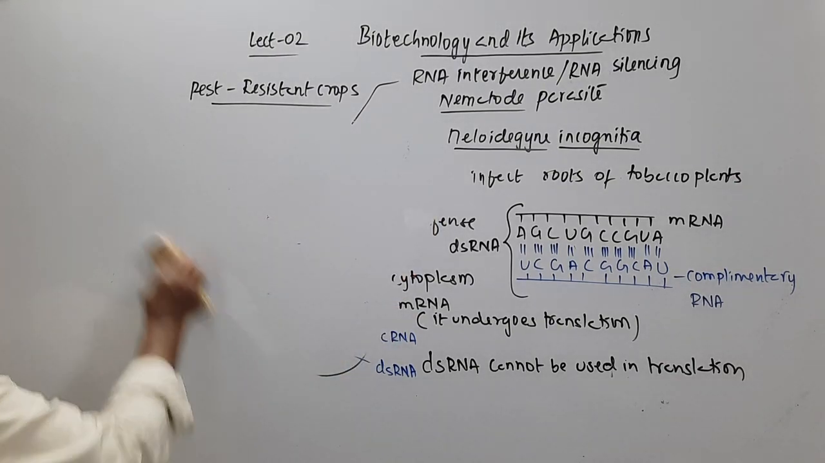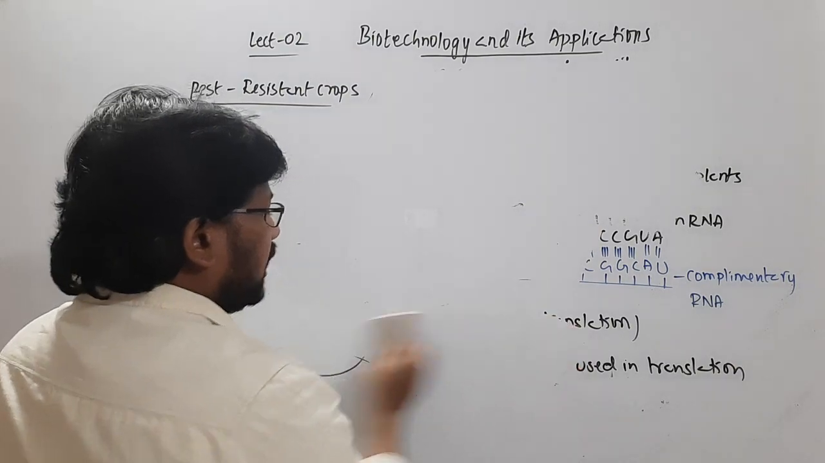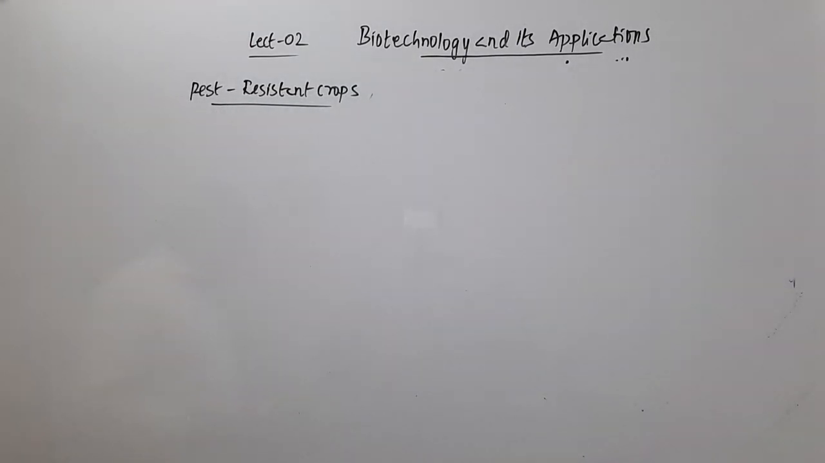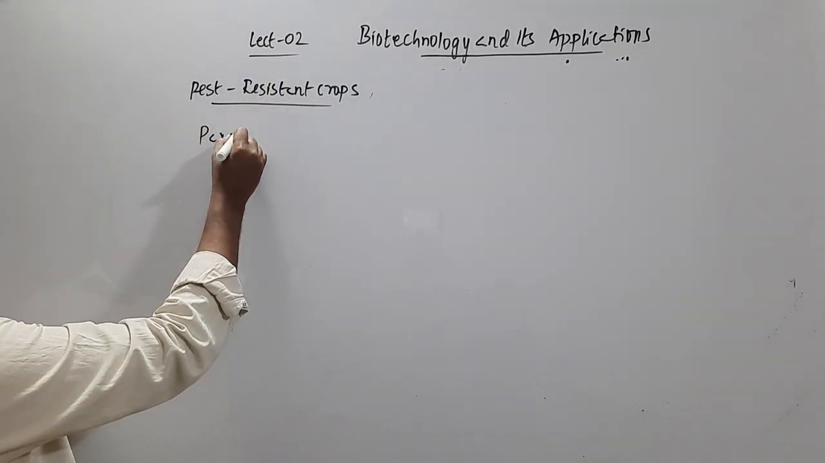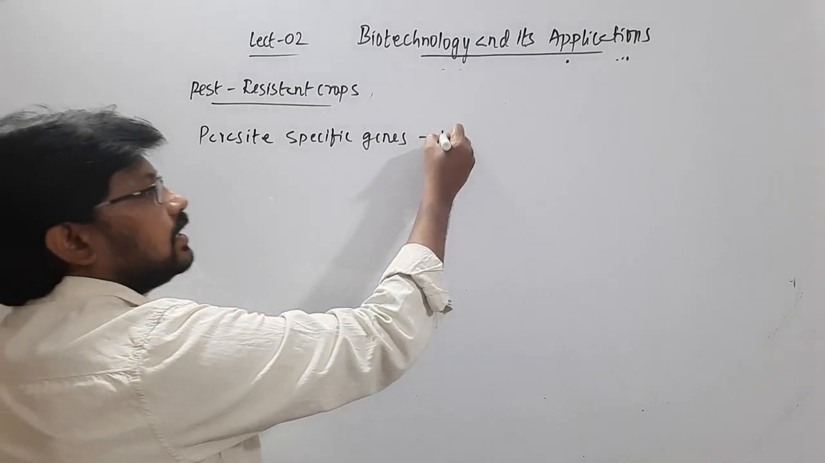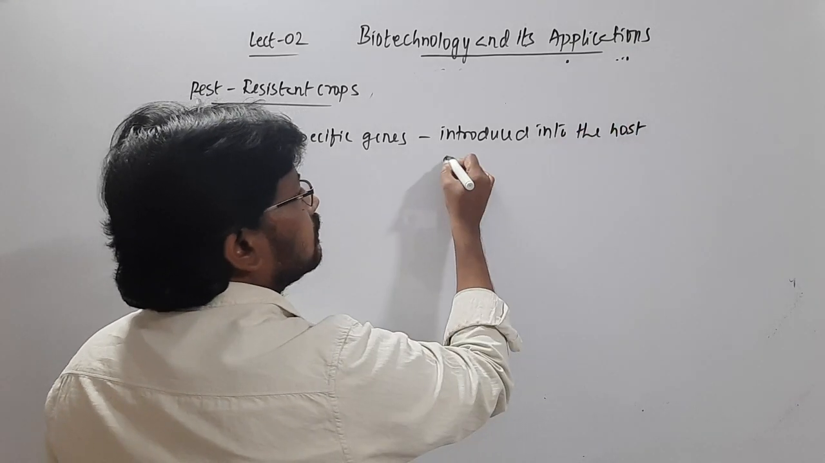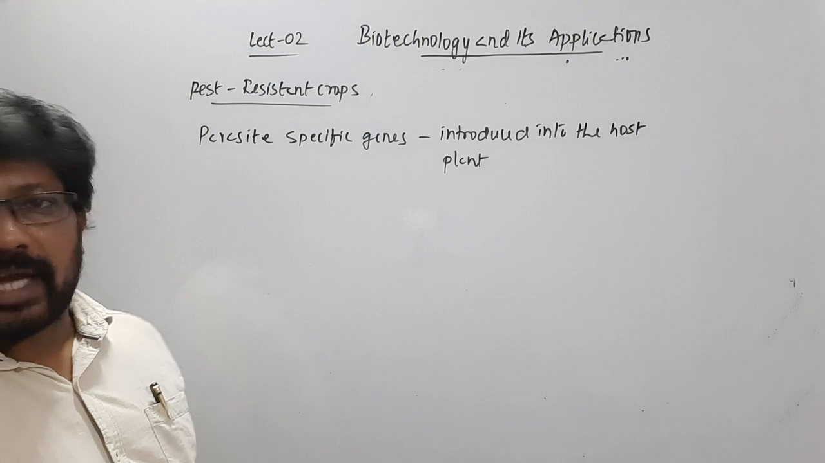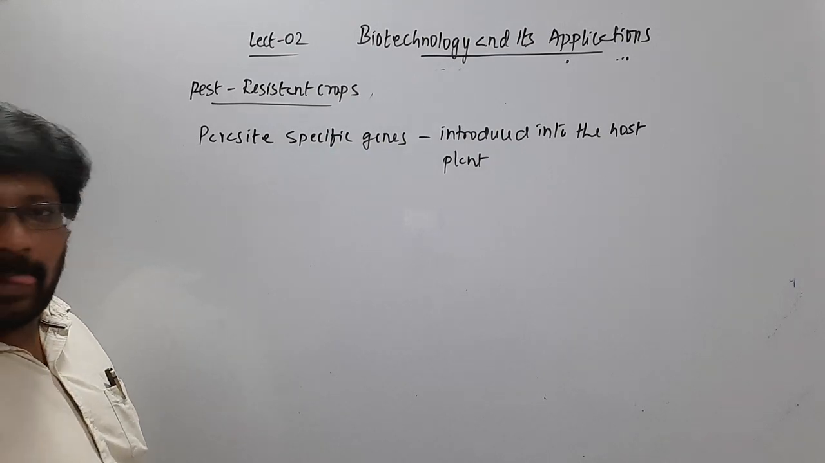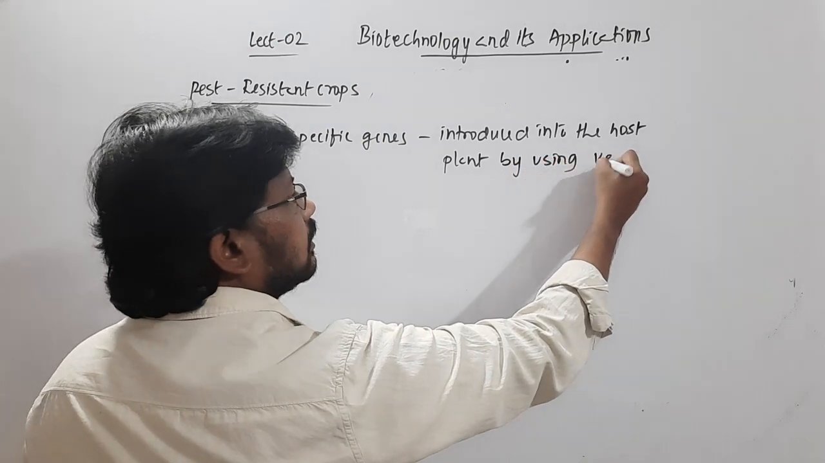Now, how this RNA mechanism has been used in developing pest resistant plants, let's see. Scientists introduced the nematode genes into the tobacco plant. Whatever those parasite specific genes, they introduced into the host plant. Here we have taken the tobacco plant. So parasite specific genes were introduced into the host plant. Of course, they have done it by using vectors.